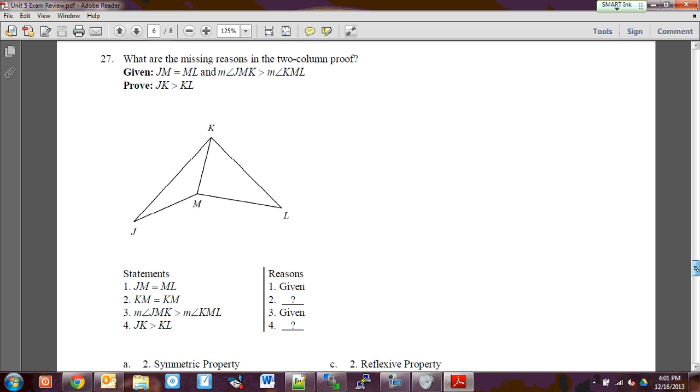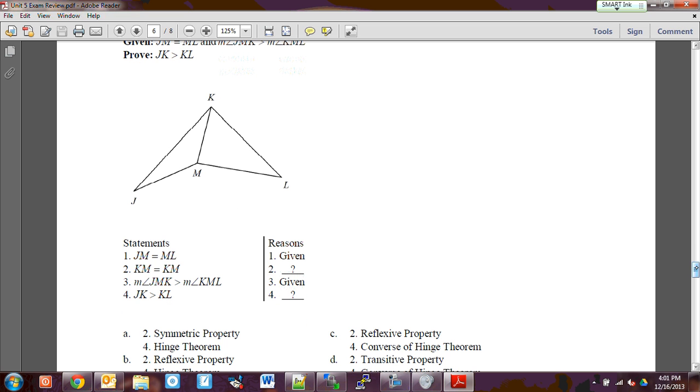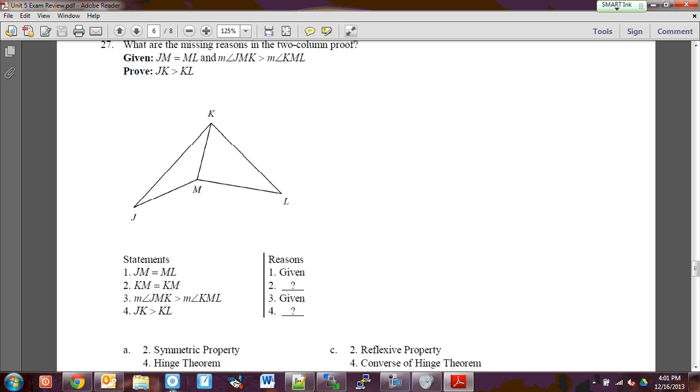27. Complete the two-column proof with the missing reasons. All right, so given that JM is equal to JL, then angle JMK is greater than angle KML. Prove that KJ is greater than KL.